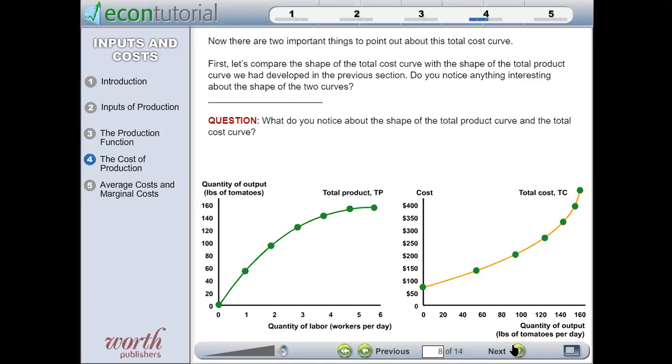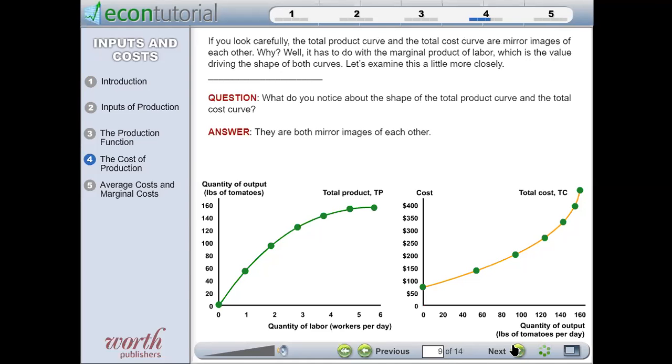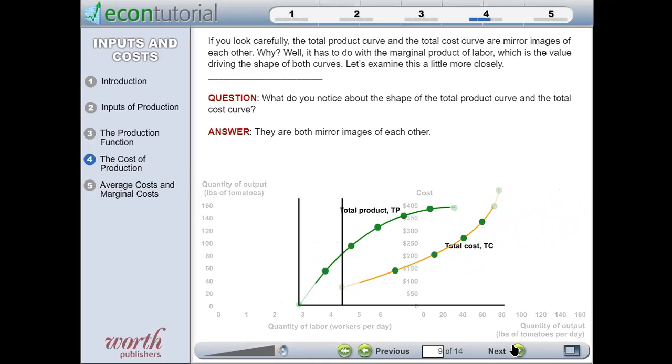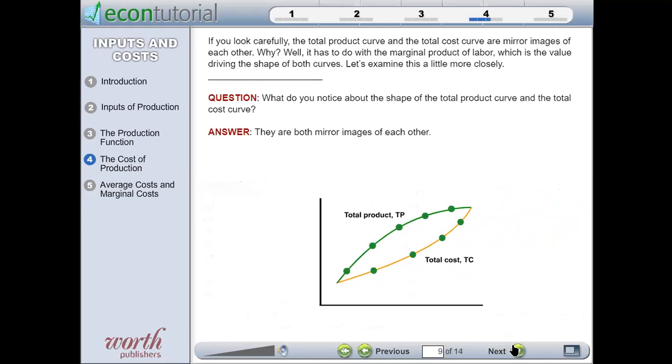And then we have another curve. That curve is of the total production, and that is the marginal product curve that we just saw in the previous section where we saw the production function. Now, if we combine these two with each other, you can see they are mirror images of each other. They are the same curves, but inverse to each other, right?